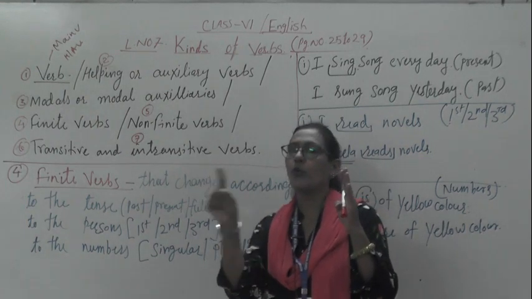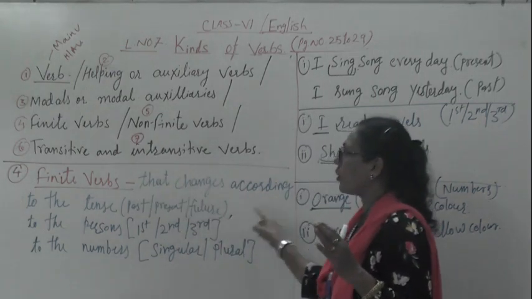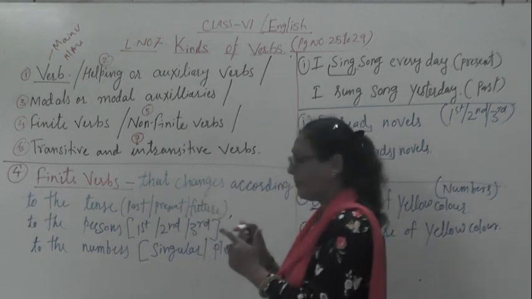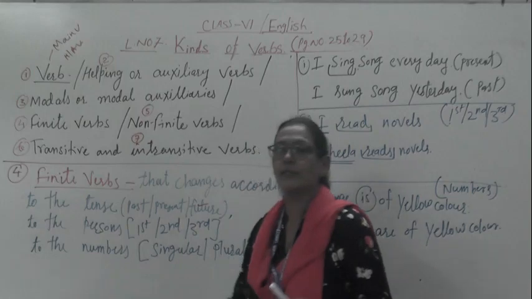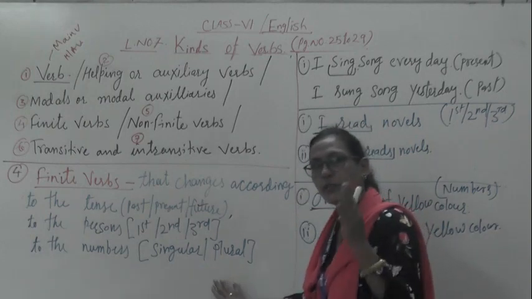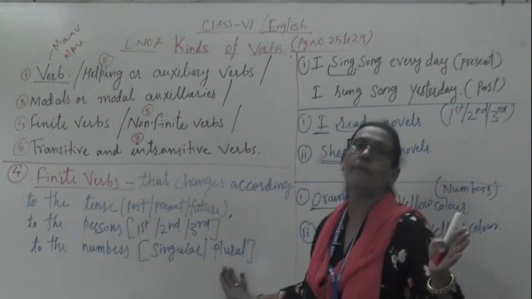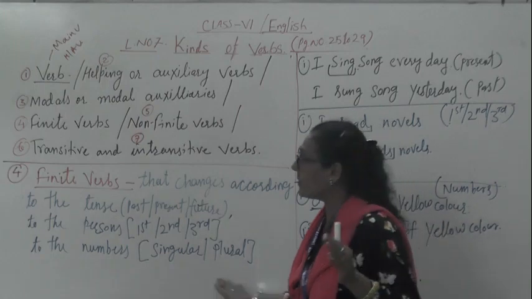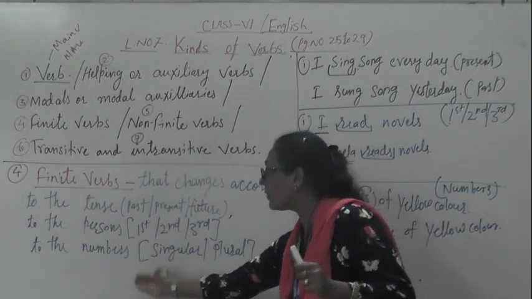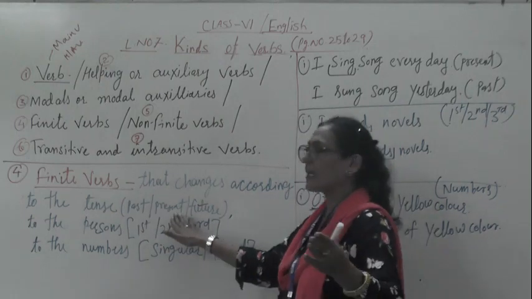How will you come to know whether it is a finite verb or non-finite verb? Finite verbs change according to the tense, meaning past tense, present tense, future tense. According to the person also: first person, second person, third person. And according to the number. If a singular person is there, the verb changes; if a plural is there, the verb changes. So that is called a finite verb. A finite verb changes according to tense, person and number. If the past tense is there in the sentence, the verb will change. If the present tense is there, the verb will change.